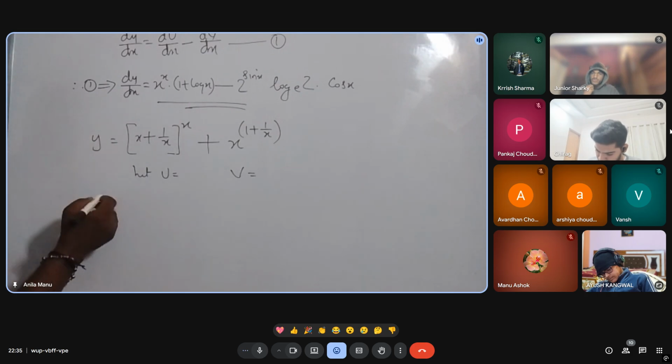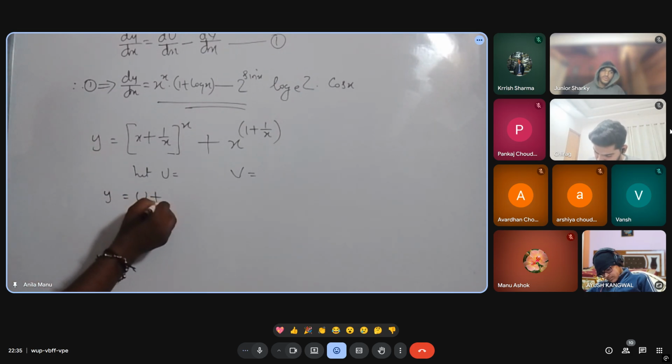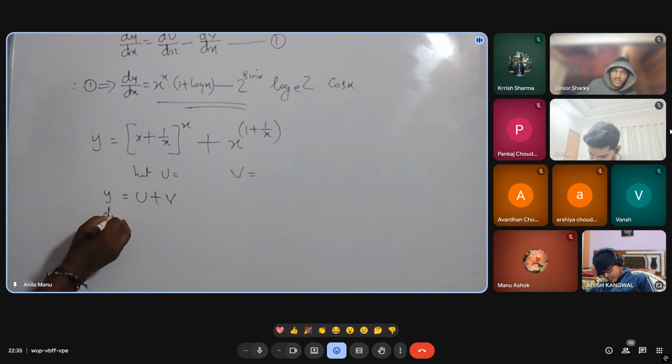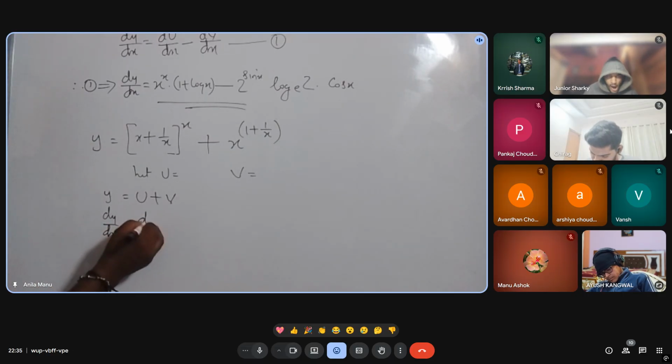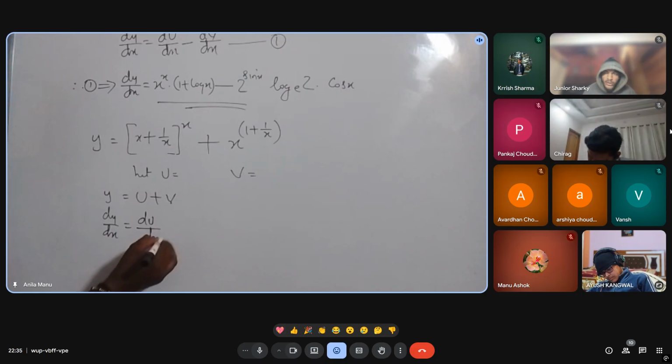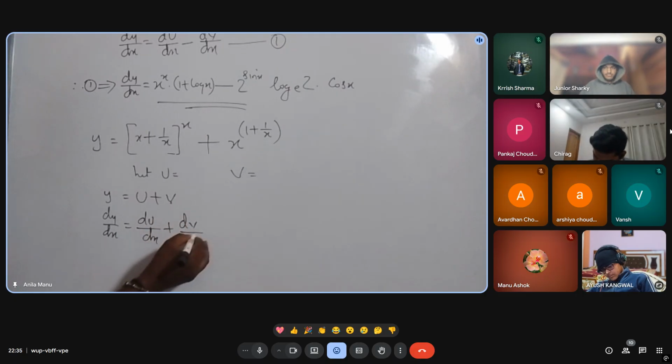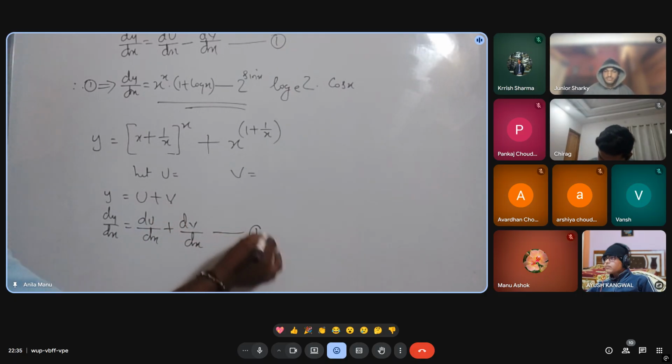When you take u and v, y is equal to u plus v. We need to find dy by dx. So differentiate both sides with respect to x. Dy by dx is du by dx plus dv by dx. That is your equation number 1.